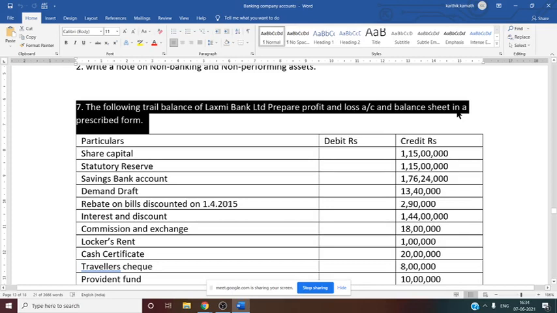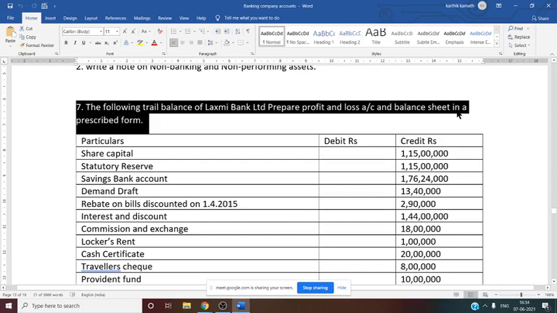So one by one we need to discuss the items here, whatever the items given in the trial balance, we need to see that here. So now let us discuss one by one. First one, share capital. You see here, first information given here, share capital. Share capital comes under schedule number 1. In balance sheet, schedule number 1, you need to write share capital information. So there you can enter this information directly. 1 crore 15 lakh rupees.